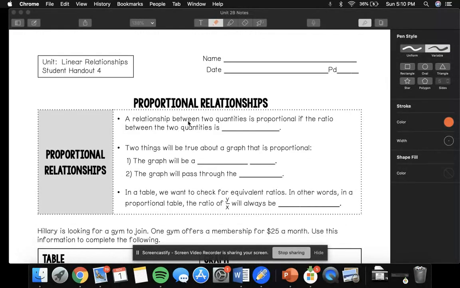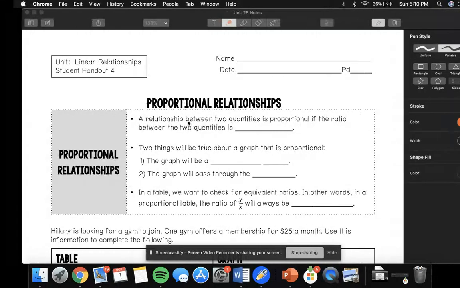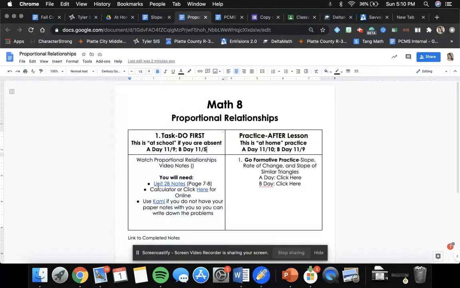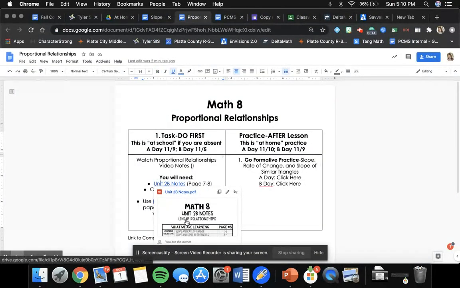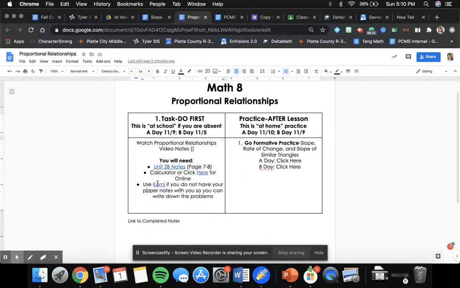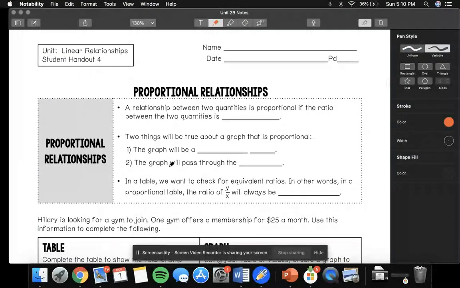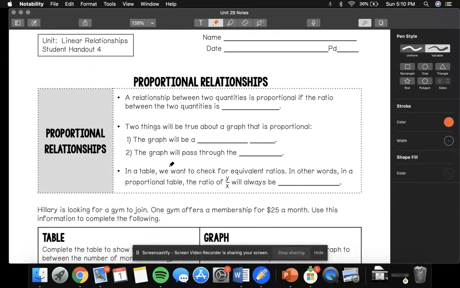Again, I'd probably have a calculator. If you do not have your notes with you, you can click on here and either print them, or if you have downloaded Kami, you can download it and notate on your Chromebook. Okay, so we're going to do a little bit of vocab real quick.